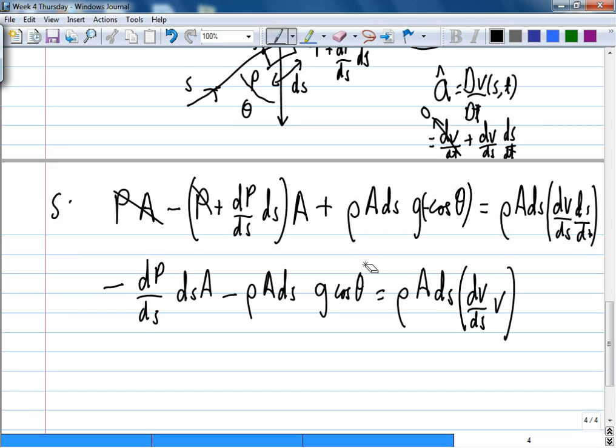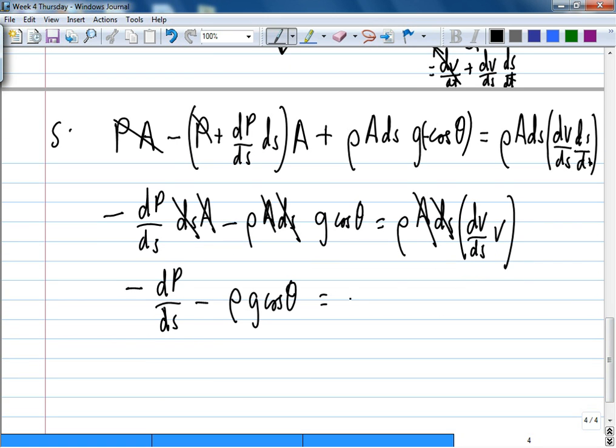So let's see where I can tidy up. A can cancel out already. I think ds also can cancel out. So I got minus dp on ds minus rho g cos theta equals rho v dv on ds. Next step, you integrate this.